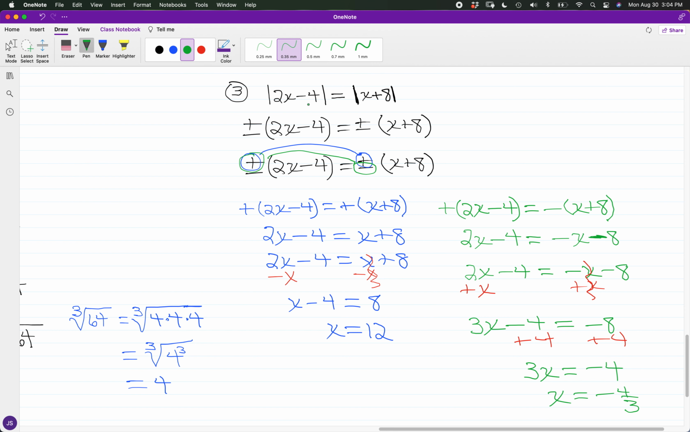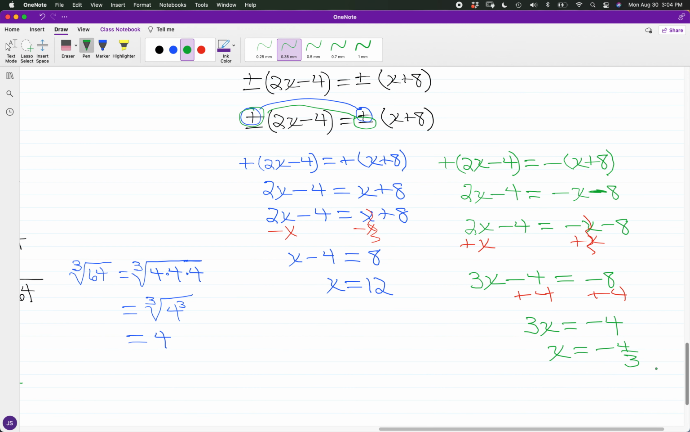Now for negative 4/3 here, 2 times negative 4/3 is a negative 8/3. And think of 4 as being 12/3. So you get negative 8/3 minus 12/3, which is a negative 20/3. And the absolute value of negative 20/3 is going to be 20/3. So you have 20/3 equal to 20/3. And so those will be the two solutions we have for x in this particular absolute value equation.